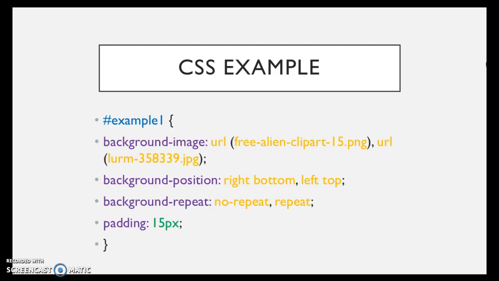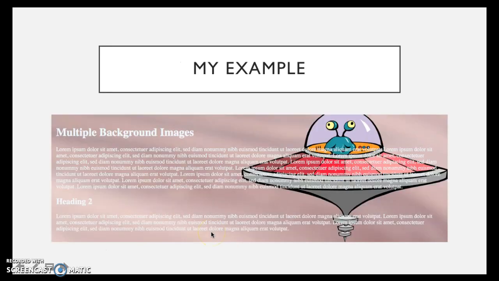So here is some CSS example code. My first image was some clip art, so that is going to be the image on the top, and then my second background image, and all these different settings are in the order. Okay, so here's what the example looks like. So that code looks like this.